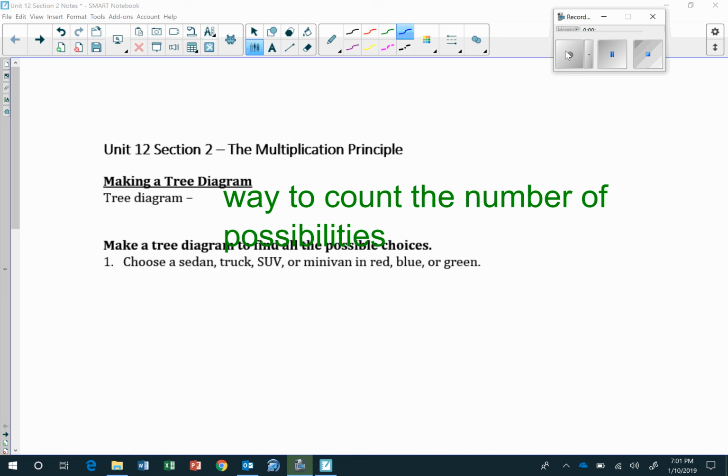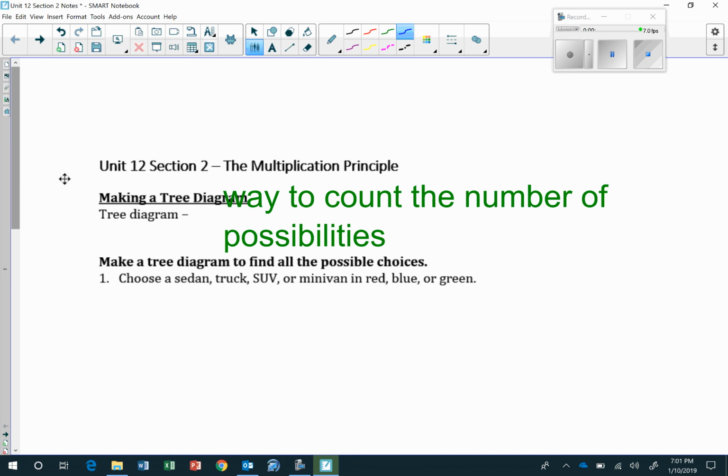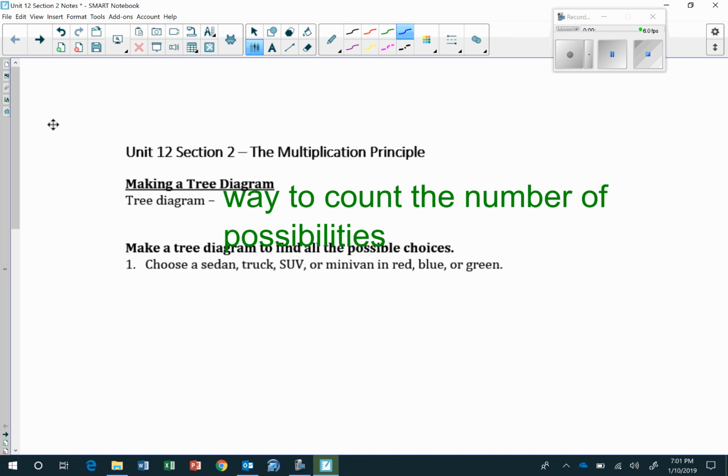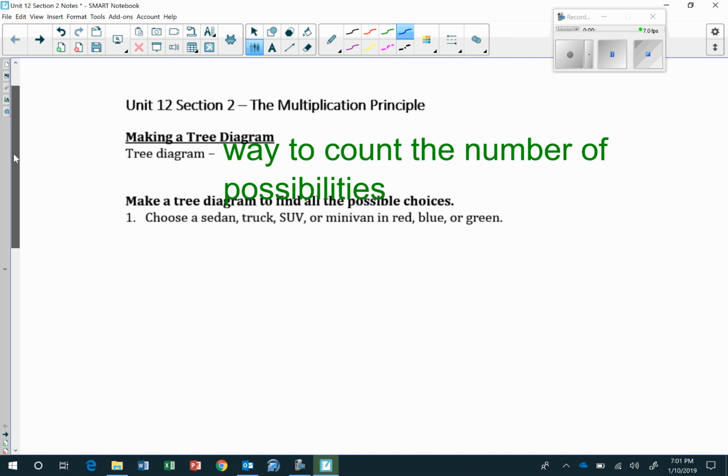In Unit 12, Section 2, we're talking about the multiplication principle, but we're actually talking about making a tree diagram and the multiplication principle. So a tree diagram is one way to count the number of possibilities that you have when you're doing something. So the directions say to make a tree diagram to find all the possible choices.